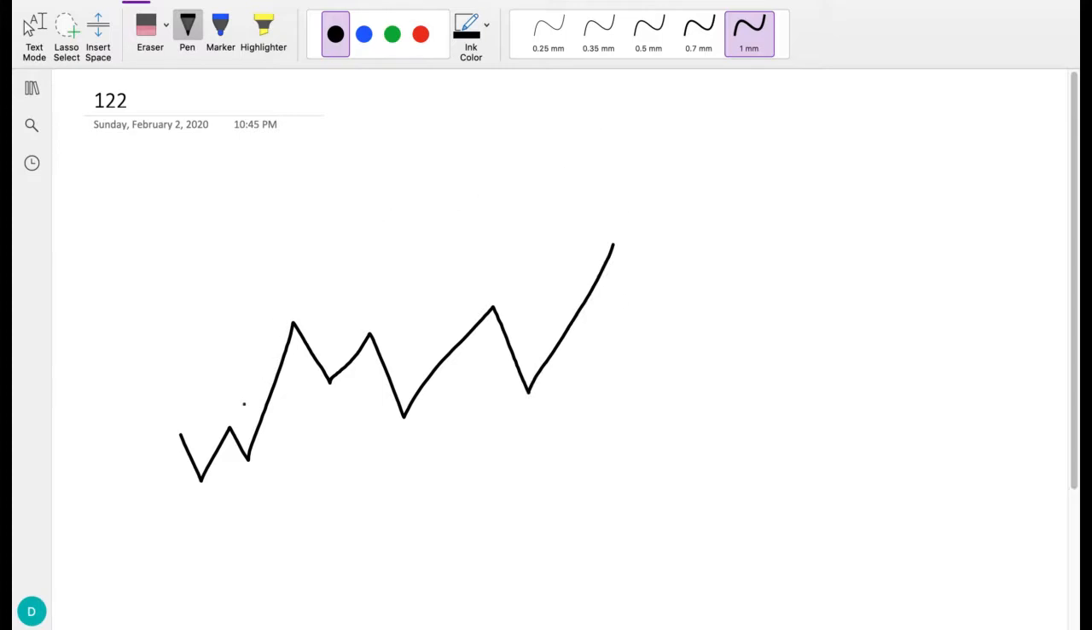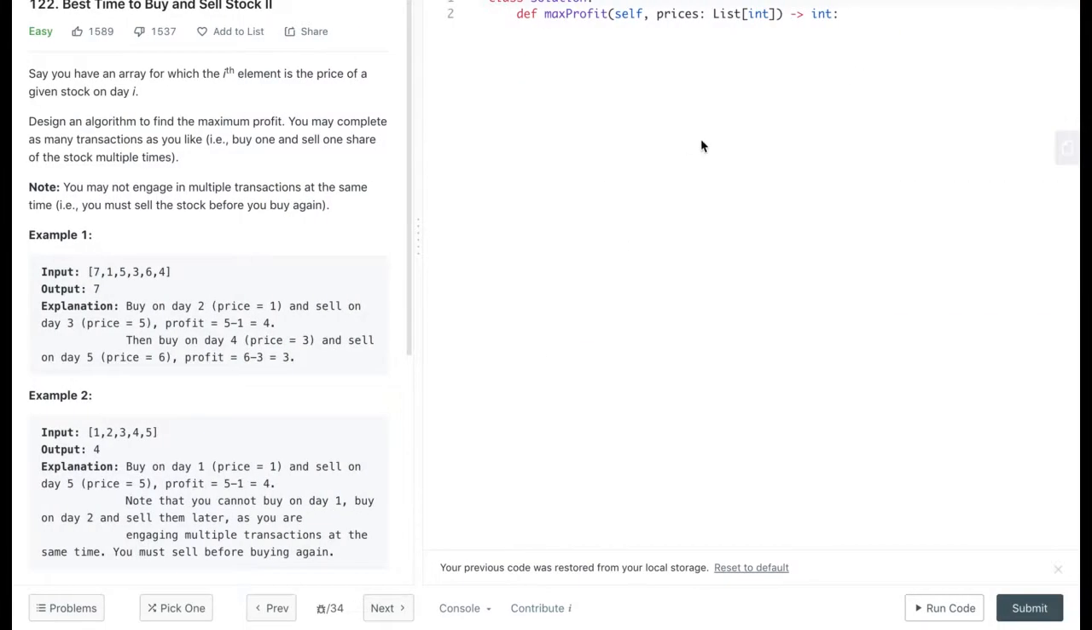Okay, so how to make the most profit? We make the most profit whenever we see an increase. If we see an increase, we buy here and then sell here. See an increase, we buy here and sell here. We see an increase, we do it. So every increase should be added to our profit. Only in that way can we make the most profit. So the algorithm is actually quite simple.